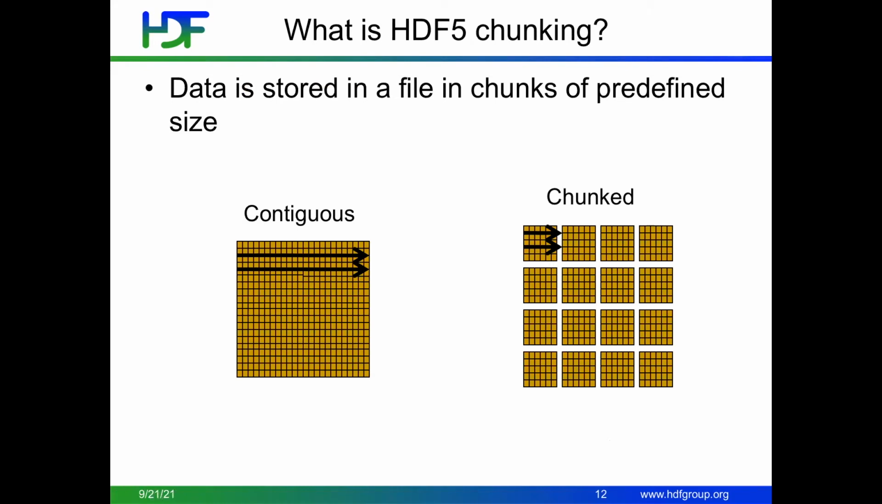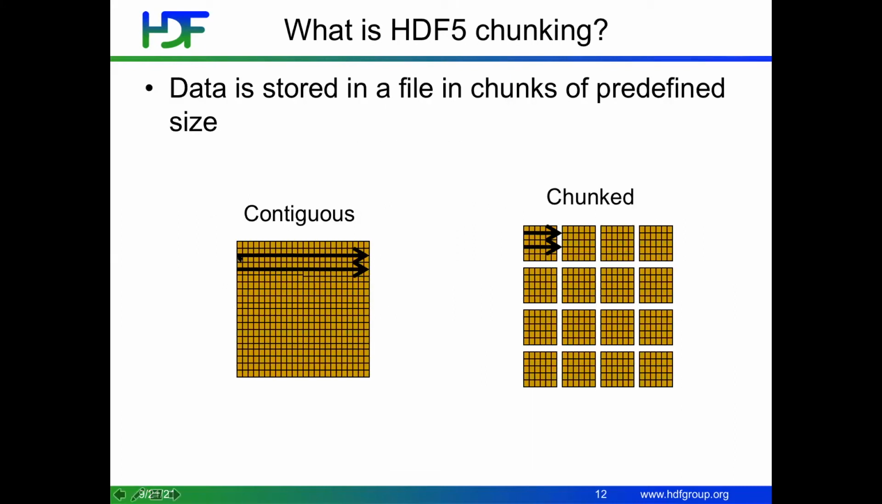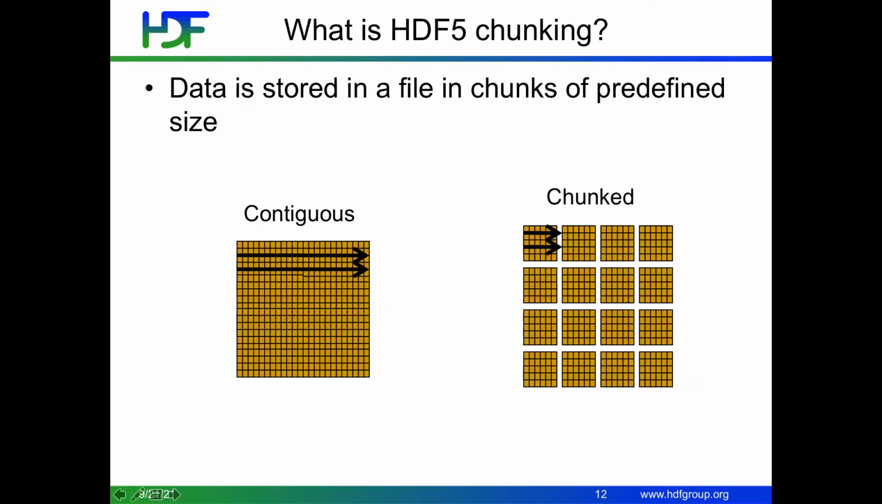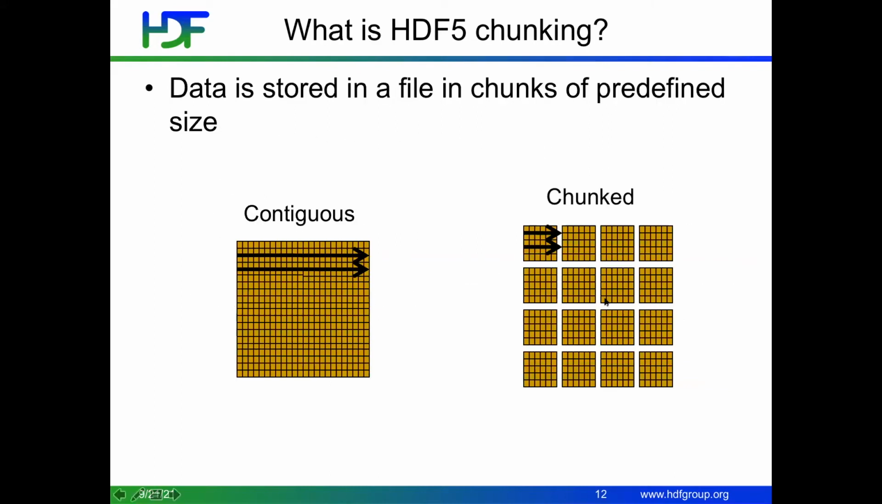The story is very different when we go to chunked storage. This is the difference between contiguous storage and chunked storage. Contiguous data is stored as one contiguous block along the fastest changing dimension, so it will be a contiguous block on the disk. When data storage is chunked, the data array is divided into equal size chunks, and each chunk is stored as a contiguous block in the file.